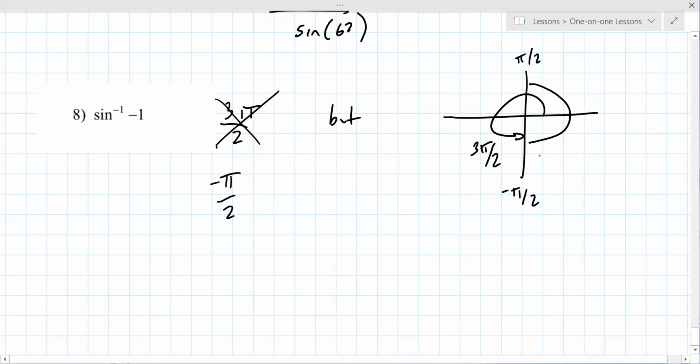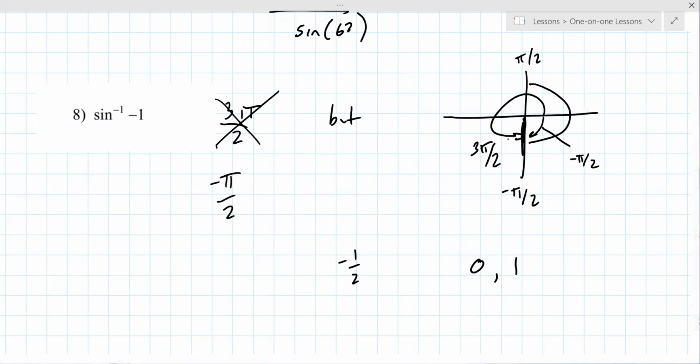But that's like me telling you I need a number from 0 to 1 and you give me minus 1/2. Well, I have to do something to it to get in here. There are two ways to get to this point. You can go minus pi over 2, or you can go 3 pi over 2. If that's not clear, I could go through that a little bit more.